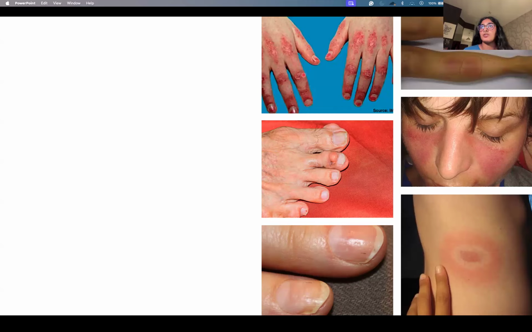Yeah, this is one of the tricky ones to be fair. It's got Gottron's papules, so dermatomyositis. So this is what it looks like. Kind of similar to psoriatic plaques, but psoriatic are very silvery and scaly. And these are called mechanic's hands as well. So really cracked erythematous skin is what you're looking for.